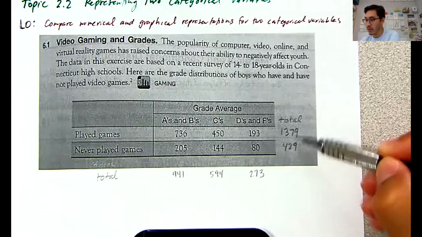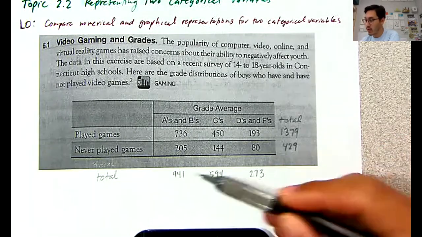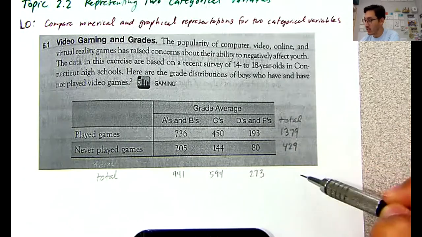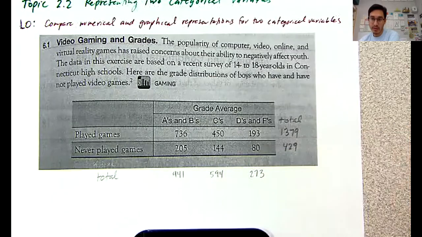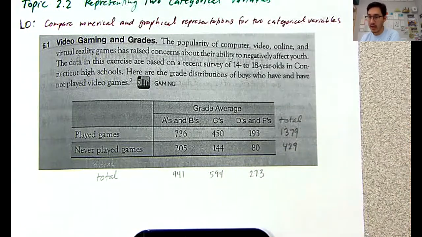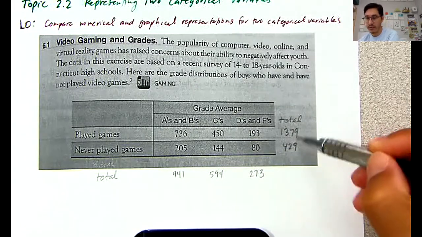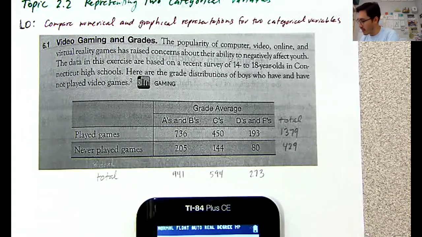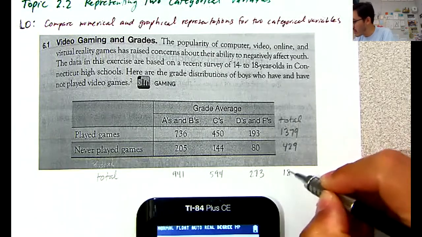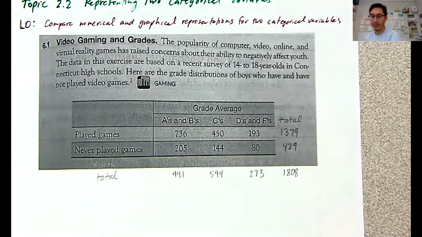And the grand total, we can get that a number of ways. We can just add the two row totals to get the grand total. We can add the three column totals to get the grand total, or we can add the 6 individual counts in the table to get the grand total. So the quickest way is just to add the two row totals, since that would only be two values to sum. 1379 plus 429 is 1,808.